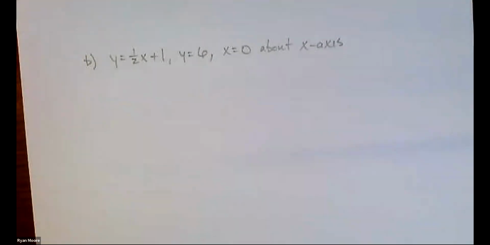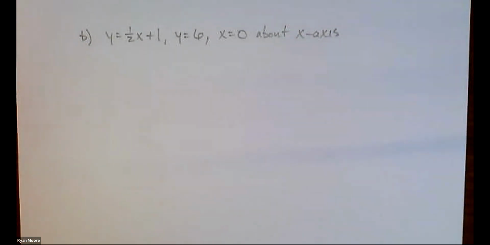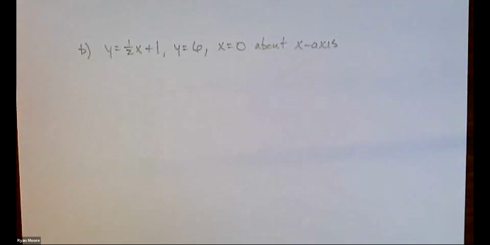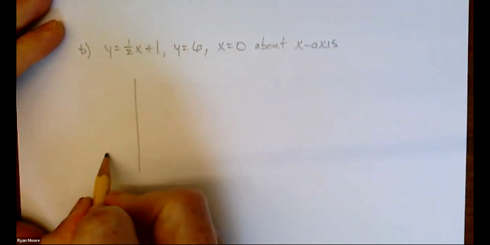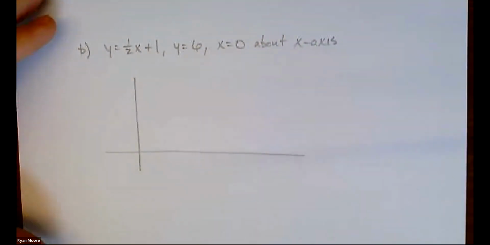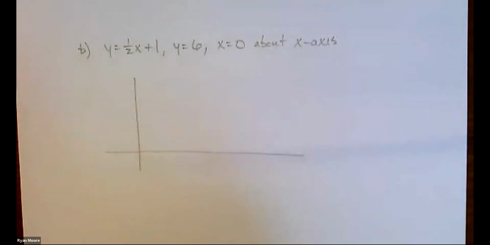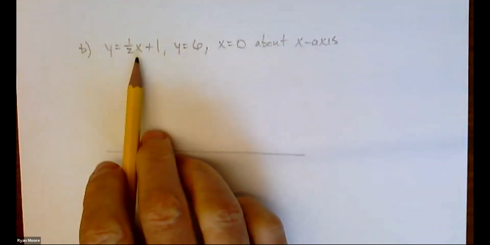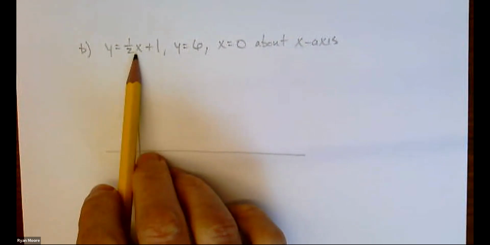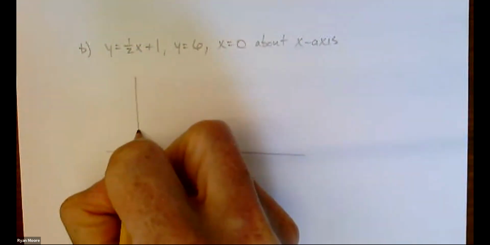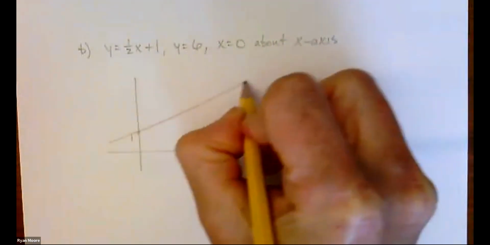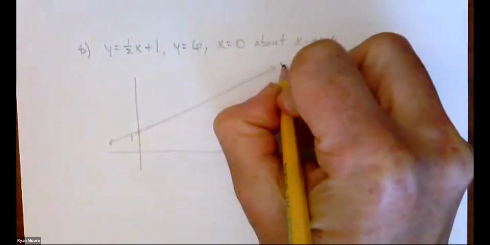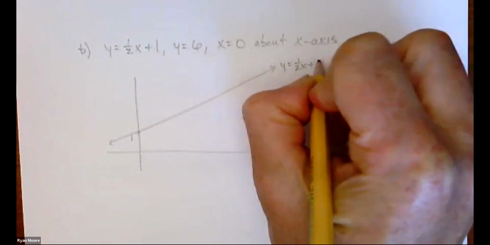Here's part B, y equals 1/2 x plus 1, y equals 6, x equals 0, about the x-axis. Okay. You may want to graph this first. Always recommend that. And then sketch it by hand. Let's say y equals 1/2 x plus 1. So y-intercept of 1, and it's got this fairly shallow slope of 1/2.